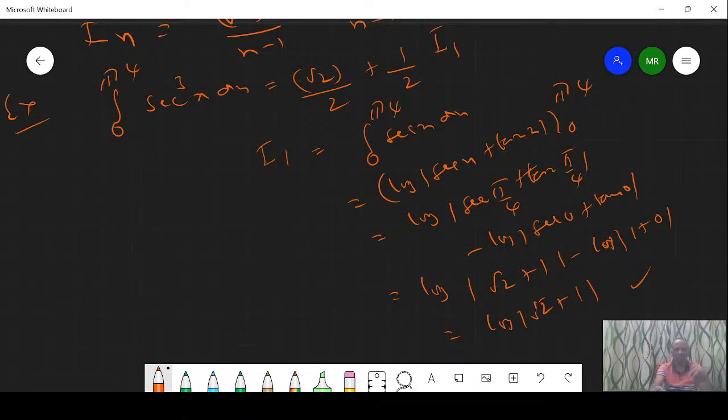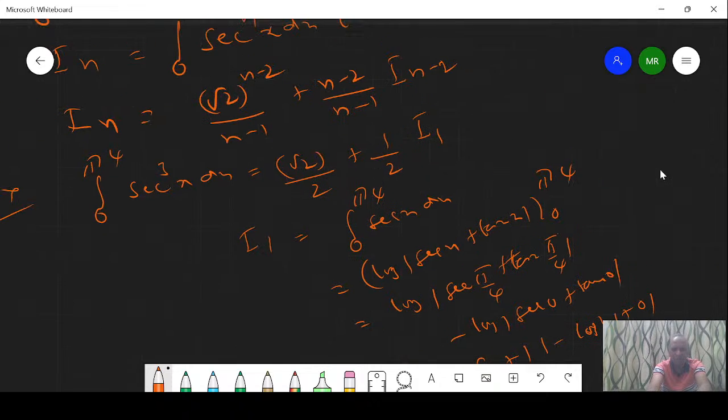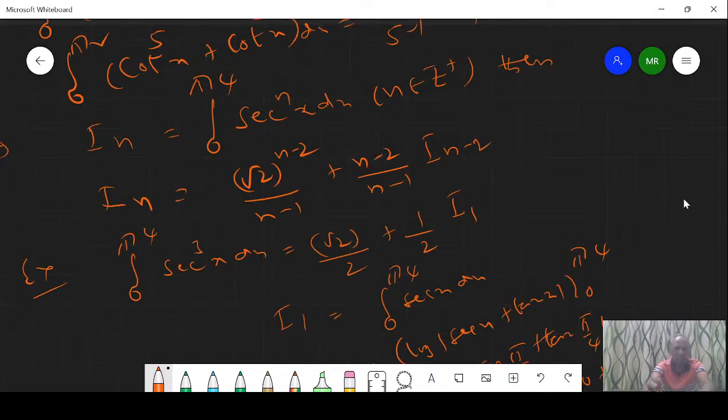See this one. When they are given this problem, you see the formula here: I_n equals the integral from 0 to pi by 4 of secant to the power n x dx, n belongs to Z plus. I_n is equal to root 2 whole power n minus 2 by n minus 1, plus n minus 2 by n minus 1 times I_(n minus 2). When I have taken the integral from 0 to pi by 4 of secant cube x dx, compare the n value 3: root 2 whole power 3 minus 2 by 3 minus 1, you will get n minus 2 as 3 minus 2.